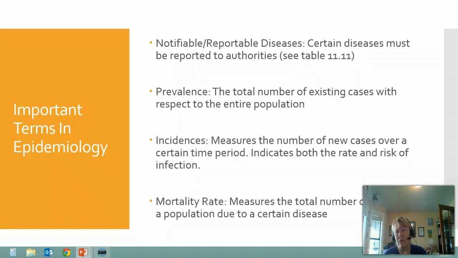So here are some important terms in epidemiology that we need to get under our belts. The first of these is notifiable or reportable diseases. These are the diseases that must be reported to authorities when they are detected. And there's a variety of diseases that meet this reportable distinction. You'll see on Table 11.11 in your book all the ones in the US that are reportable.